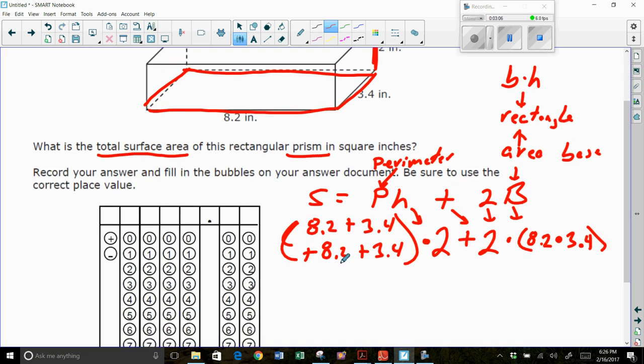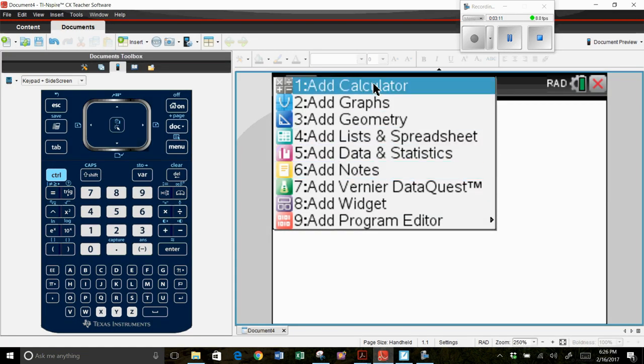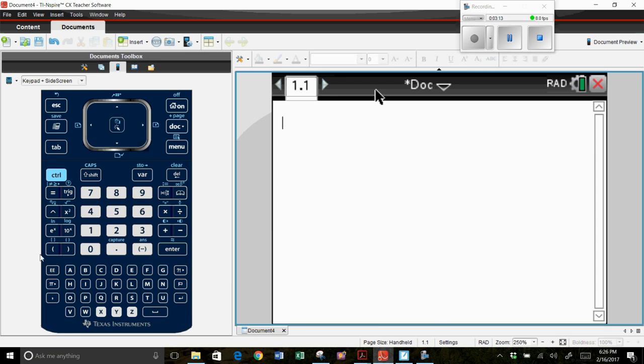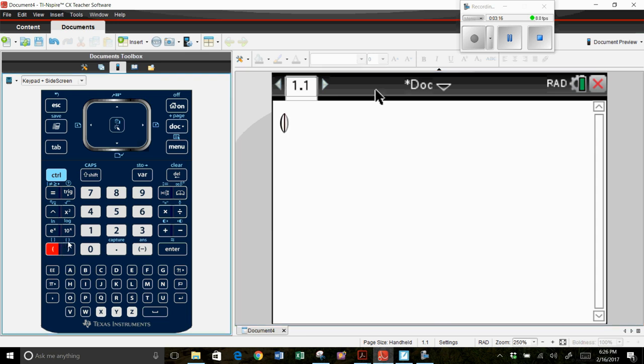Okay, so now that we're set, we'll just go to our calculator. We're going to bring it up. We want the regular calculator, and we just type it in. So parentheses, we have 3.4 plus 8.2 plus 3.4 plus 8.2. Okay, let me just double check that. So that's set. That's my perimeter of my base. That will get multiplied by my height, 2.